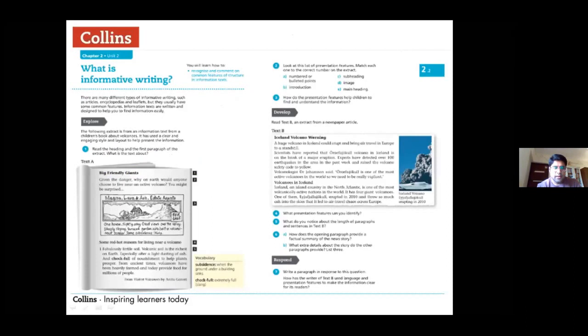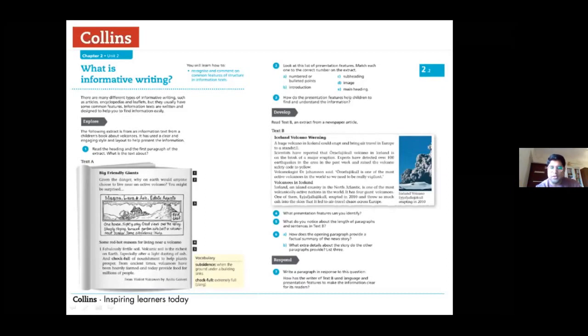Okay. So this is exactly what I was talking about. I've taken a screenshot from the Collins student book, Stage 7, wherein they have identified what is informative writing. So the learners need to know there are texts. Snippets have been taken. Text A is from a children's book, an information text, and text B has been taken from a newspaper article.